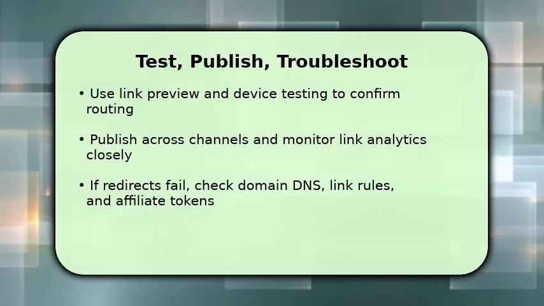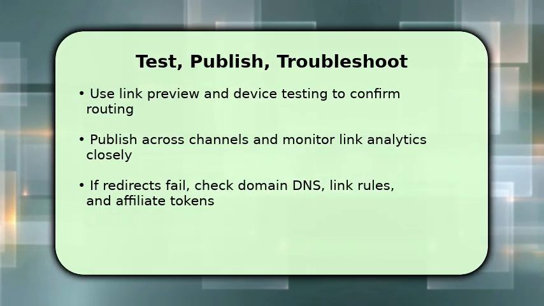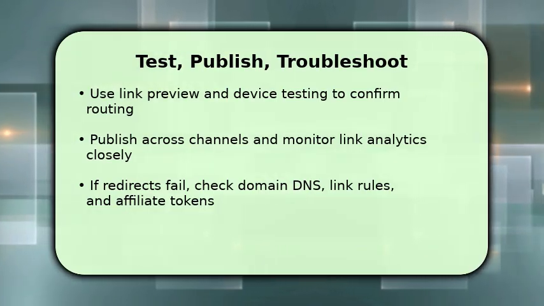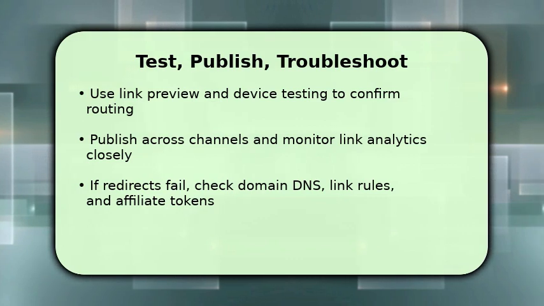If something goes wrong, check DNS and domain verification. Then audit redirect rules and affiliate token formatting. Those are the most common causes of failed attribution.